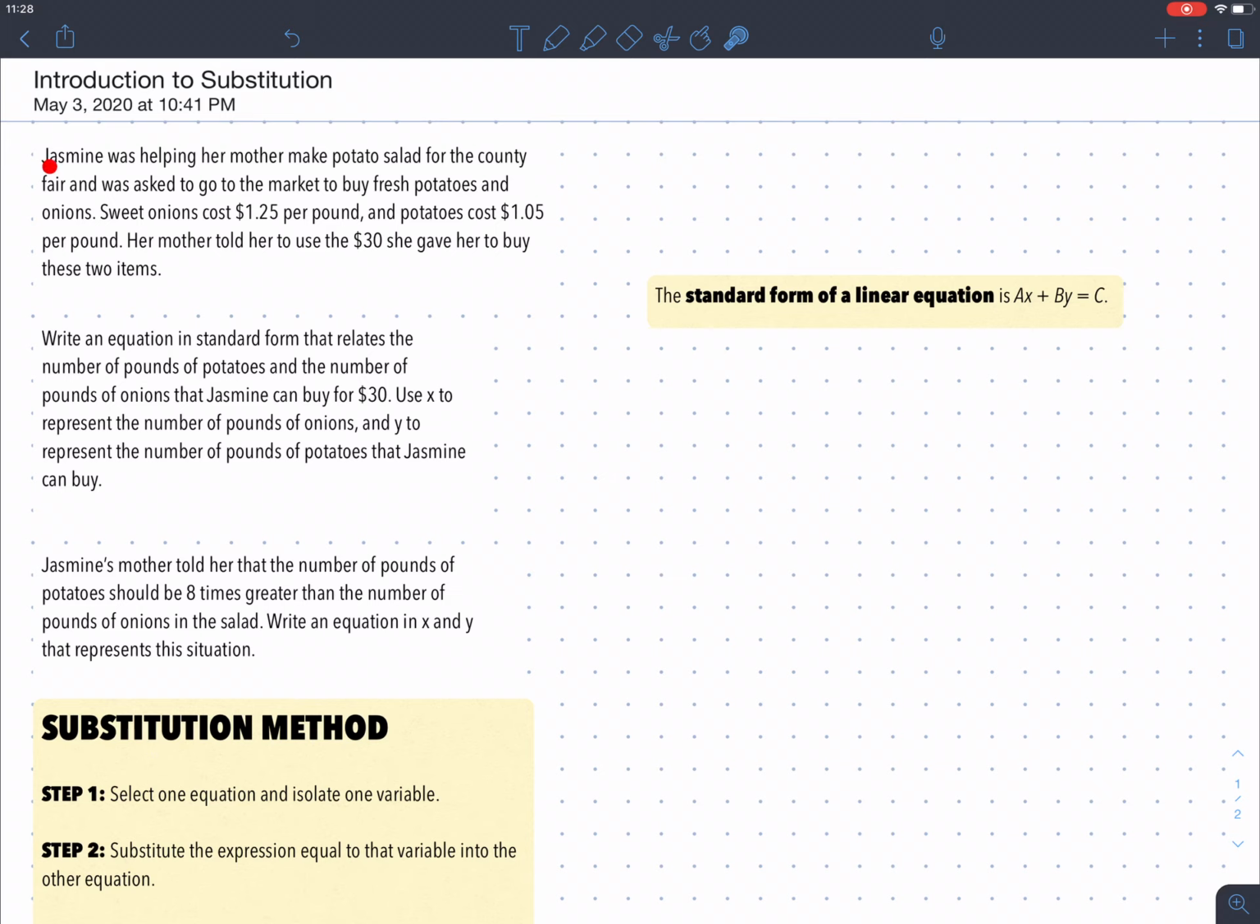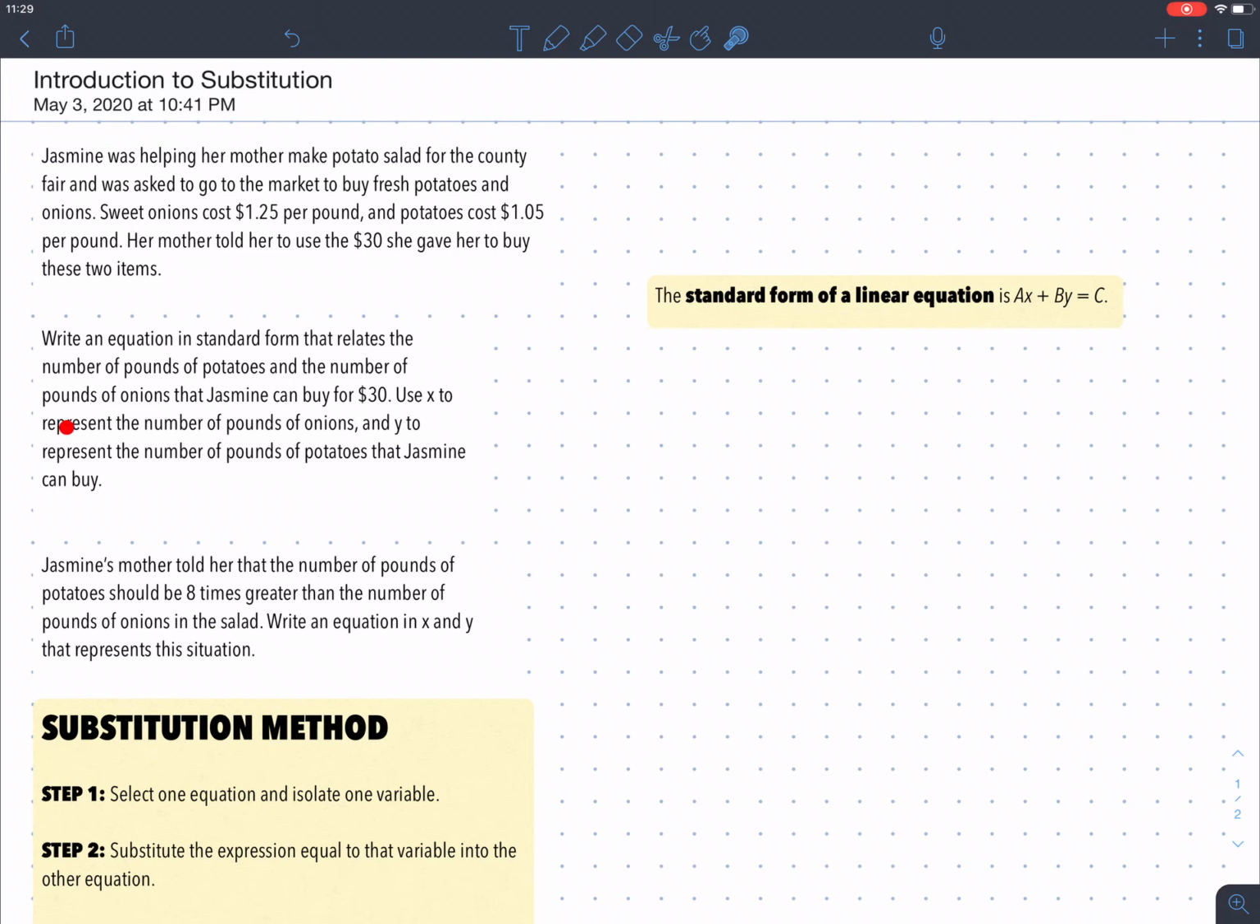So here we go. Jasmine was helping her mother make potato salad for the county fair and was asked to go to the market to buy fresh potatoes and onions. The onions cost $1.25 per pound, and potatoes cost $1.05 per pound. Her mother told her to use the $30 she gave her to buy these two items. Okay, so we're going to start with writing an equation in standard form that relates the number of pounds of potatoes and the number of pounds of onions that Jasmine can buy for $30.